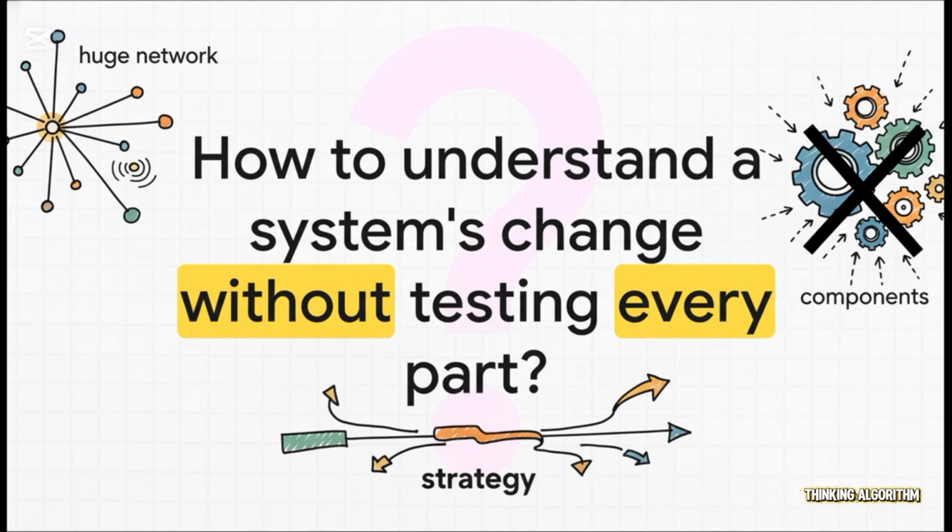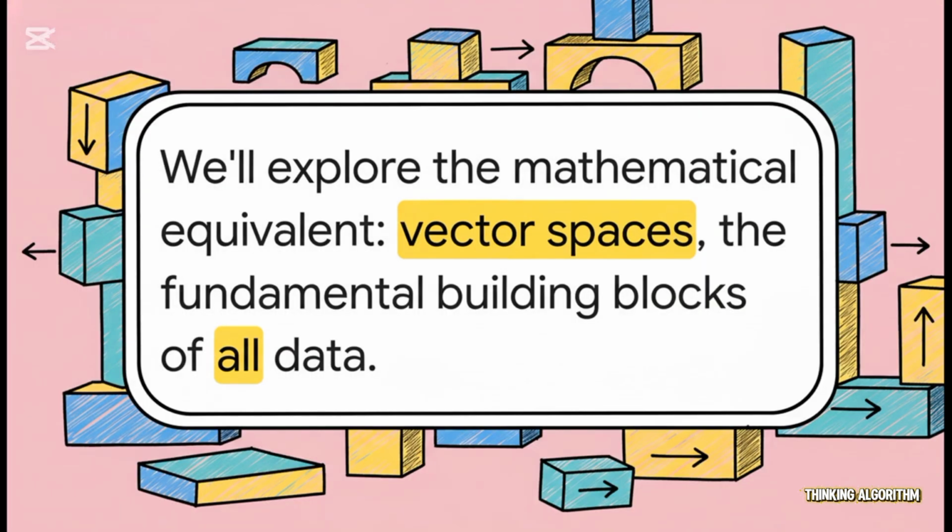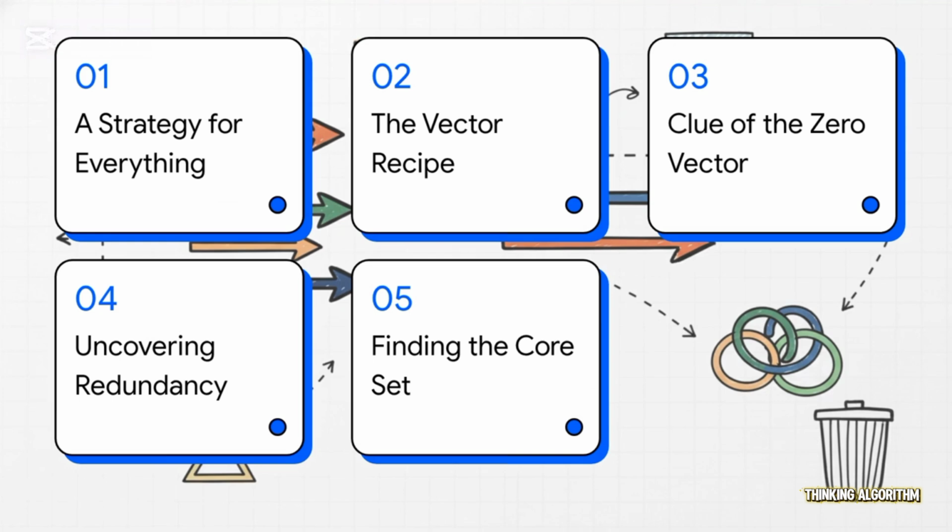Is there a shortcut? A really good way to think about this is vaccine development, right? You would never test a new vaccine on the entire population all at once. Of course not. There has to be a more efficient, a smarter strategy to figure out what its effect is going to be. Well, that's exactly what we're diving into today, the mathematical version of that smart strategy. And to do it, we're going to be looking at vector spaces, which are really the fundamental building blocks of data itself.